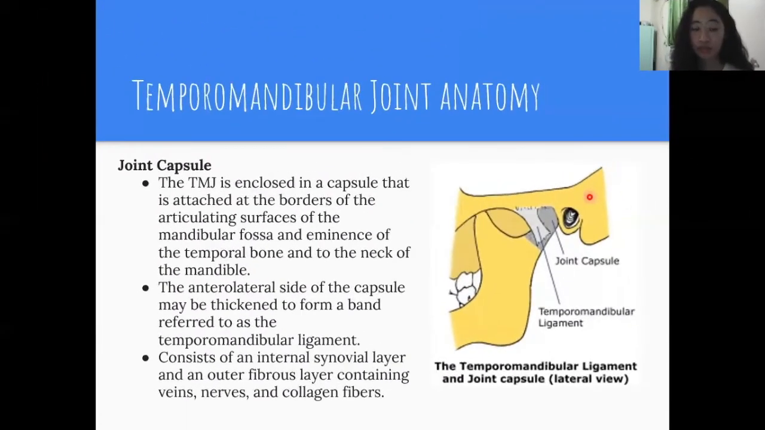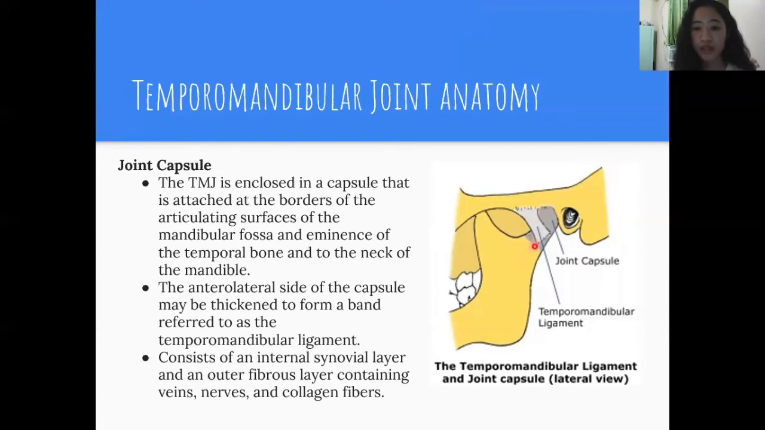The last part of the TMJ anatomy is the joint capsule. It is a fibrous tube of tissue that encloses the joint. It is attached at the borders of the articulating surfaces of the mandibular fossa, so basically just around the mandibular fossa, and eminence of the temporal bone and to the neck of the mandible.